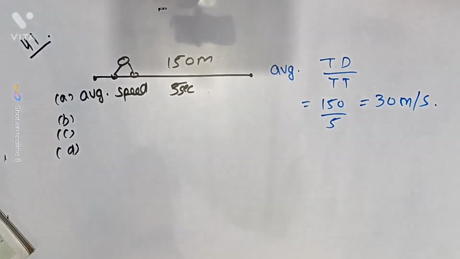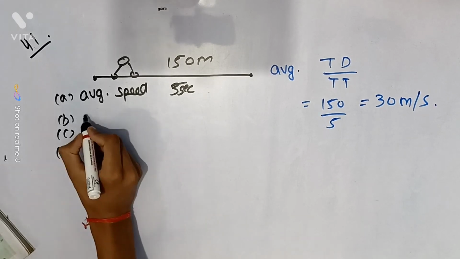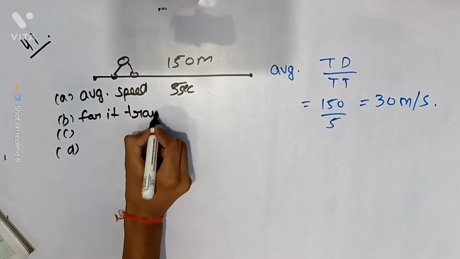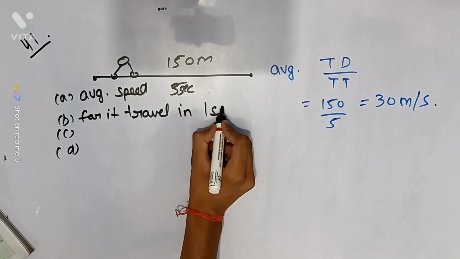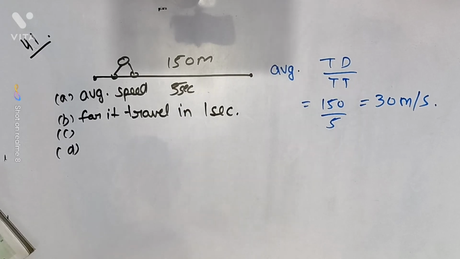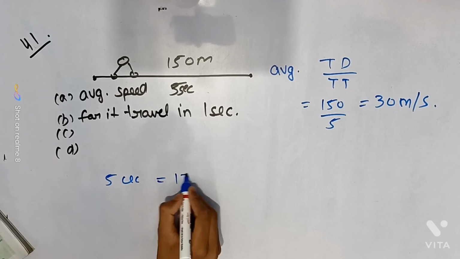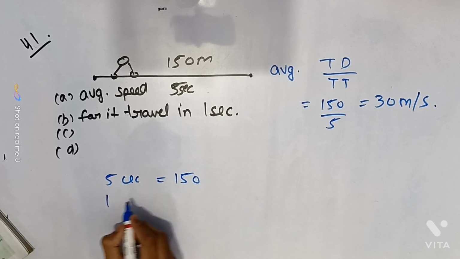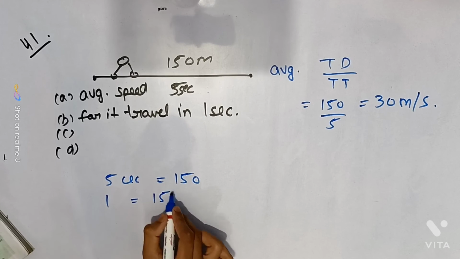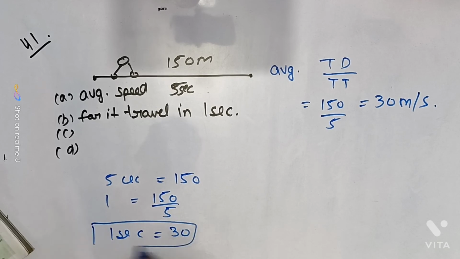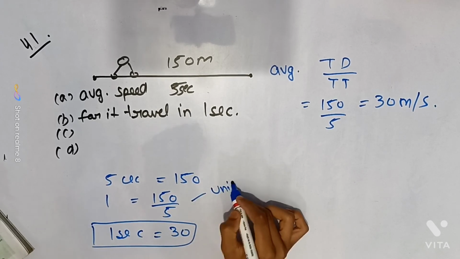Now let's deal with the second part. How far does it travel in 1 second? See friends, in 5 seconds it travels 150 meter. Then for 1 second we will divide 150 by 5. Then in 1 second it will travel 30 meter. So we have done this with the unitary method.